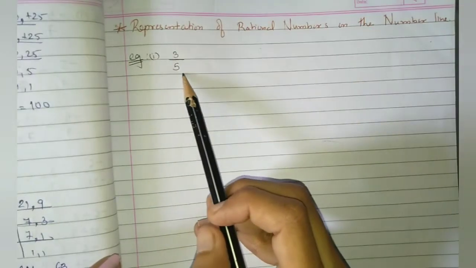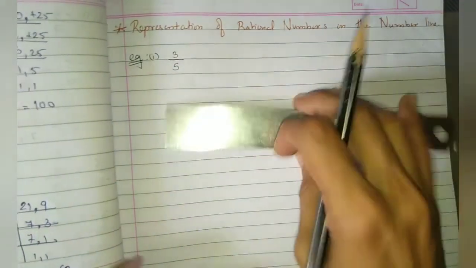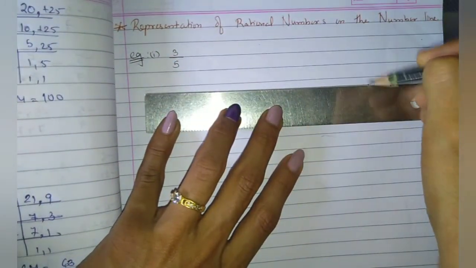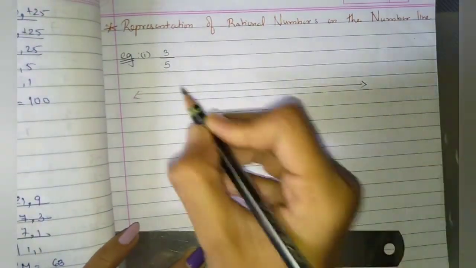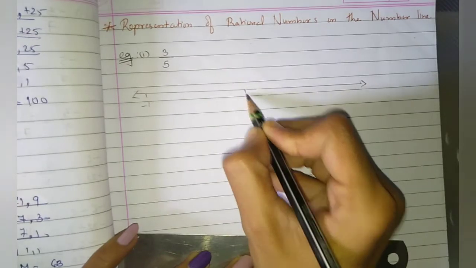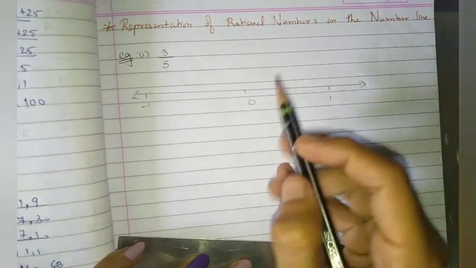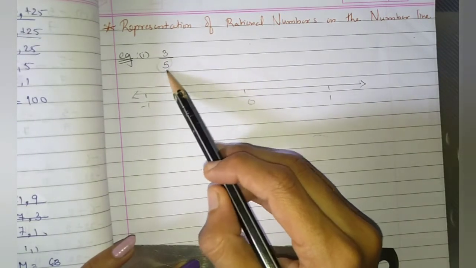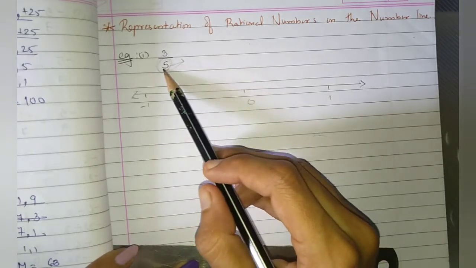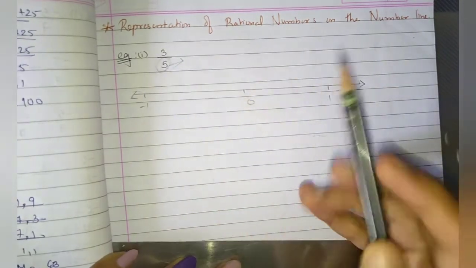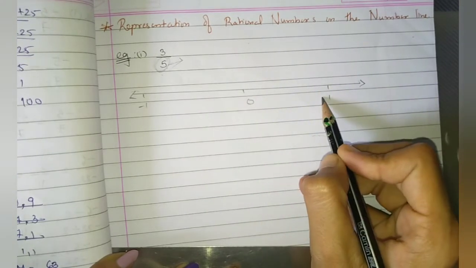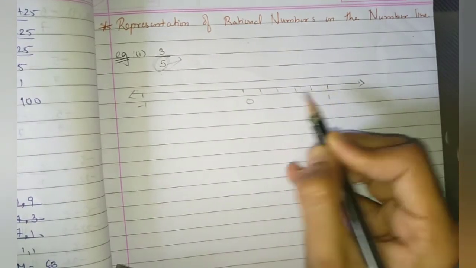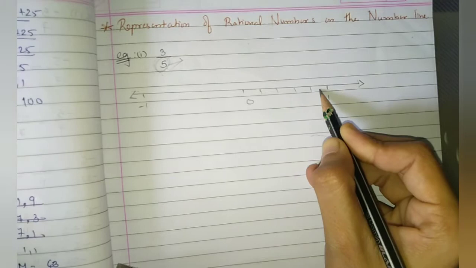Example 1: 3 by 5. How do we draw this 3 by 5? I am drawing the number line, with -1, 0, 1. Here 3 by 5 is a positive number. First we have to make parts according to the denominator, the total number. So between 0 and 1 we make 5 parts: 1, 2, 3, 4 and 5 parts.